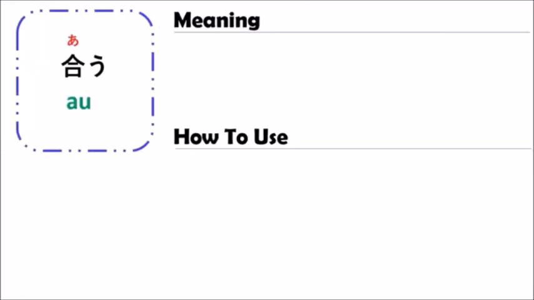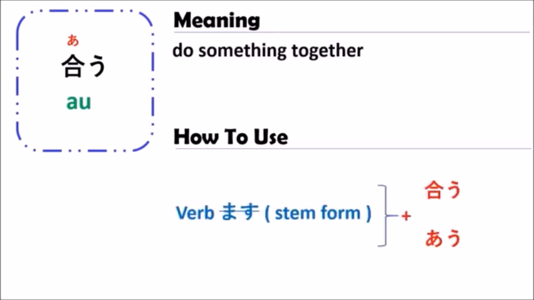Grammar of ~ai (合う). We always say "faster ai." Ai means do something together. So how to use it? When you use the grammar of ai in Japanese, you use the verb in masu form, but you have to cut the masu out of the verb, and you end with ai.